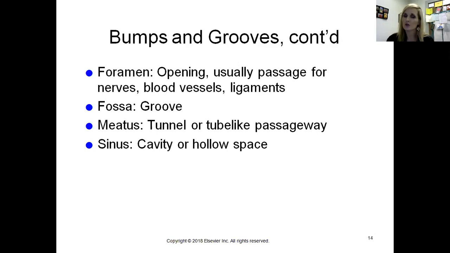A fossa is a groove. A meatus is a tunnel-like or tube-like passageway. Today, when we look at the bones of the skull again, we're going to talk about the temporal bone as the bone that's located at my ear. But the ear, I need the hole to go through for sound vibrations to pass through into my ear. And so that opening is called the external auditory meatus, and that tube-like passageway. And then we'll also specifically look at our sinuses today. Sinuses are just cavities or hollow spaces within our bone. So we're going to see a couple more examples of those.